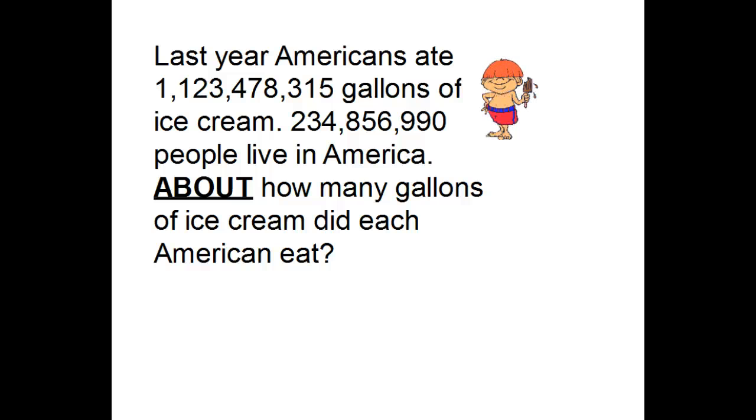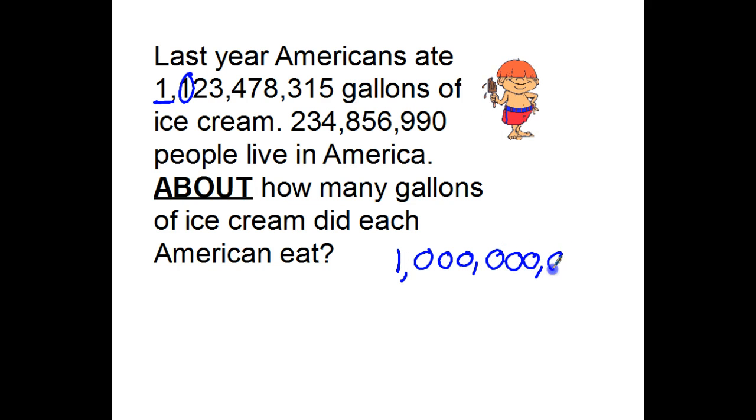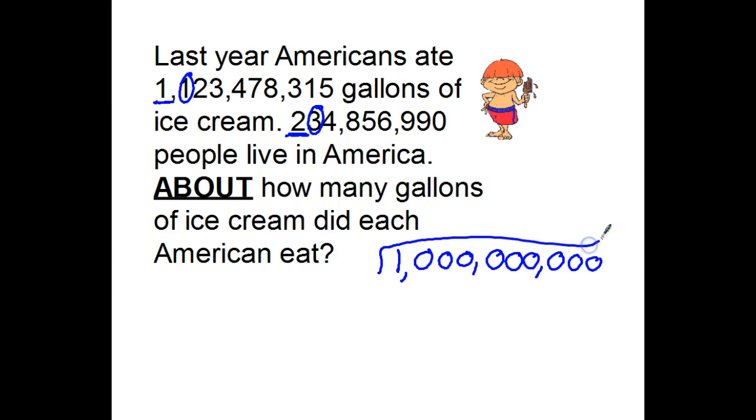I want to round each number off so I get as many zeros as I can. The amount of gallons of ice cream is going to be the bigger number. Level 1 bully, that's going to round off to just about a billion. And the number of Americans, underline the highest place, circle the next digit, 3. Stay where you're at, act like a cat. That's going to go to about 200 million.